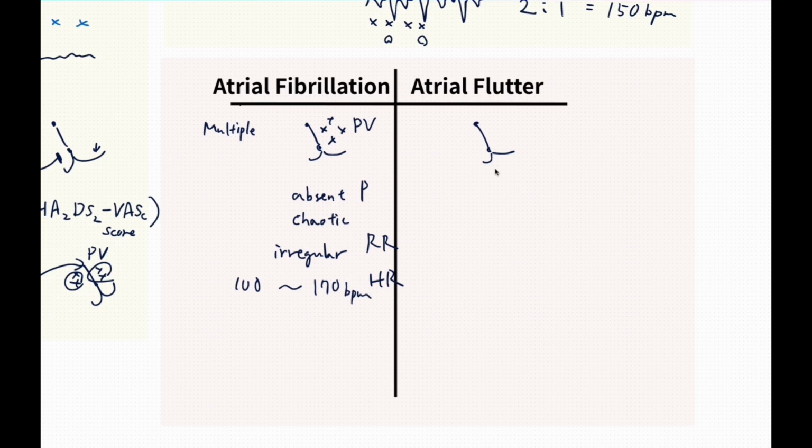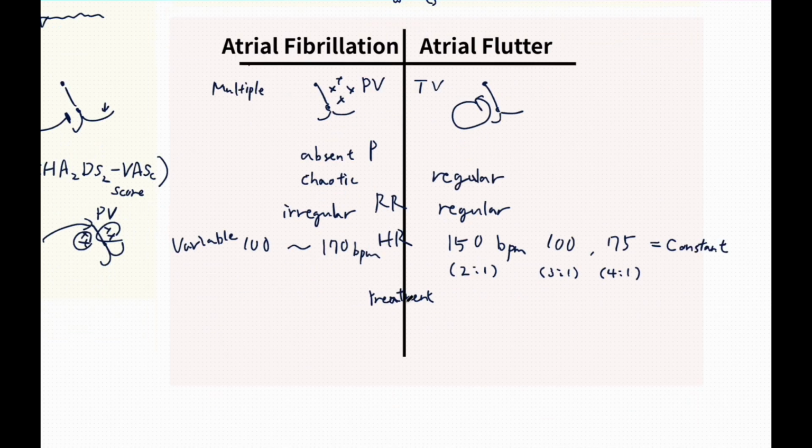Atrial flutter is caused by a re-entry circuit, usually around the tricuspid valve. P waves are regular and identical. The RR interval is regular, and the heart rate is often around 150 beats per minute with 2-to-1 conduction, rather than 100 or 75. Treatment strategies are similar, including rate control and anticoagulation based on the CHA2DS2-VASc score. However, ablation is used more aggressively in atrial flutter because medication alone is often insufficient and ablation is highly effective.